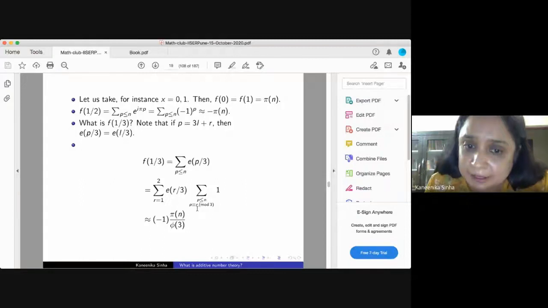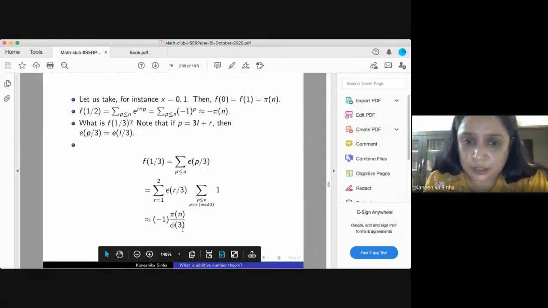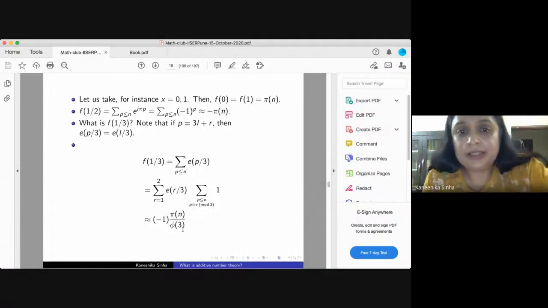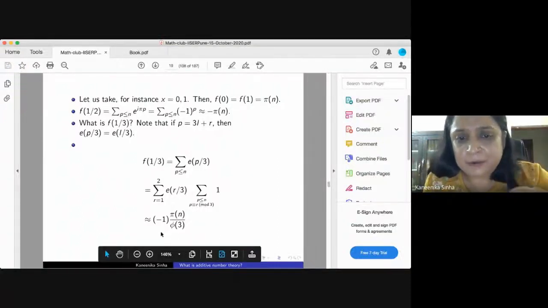Because of that, for each r, the number of primes that is congruent to r mod 3 is basically the total number of primes divided by the total number of non-trivial residue classes, which is given by Euler's phi function, phi of 3. So you've got f of 1 by 3. It's approximately of the size of pi of n over phi of 3.